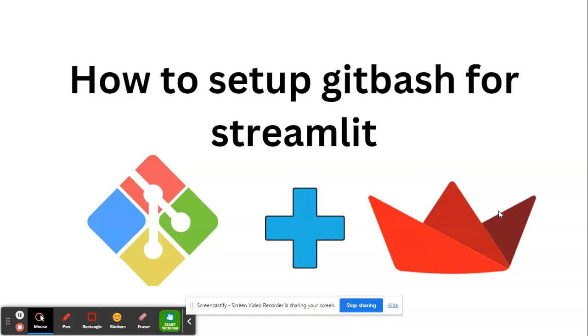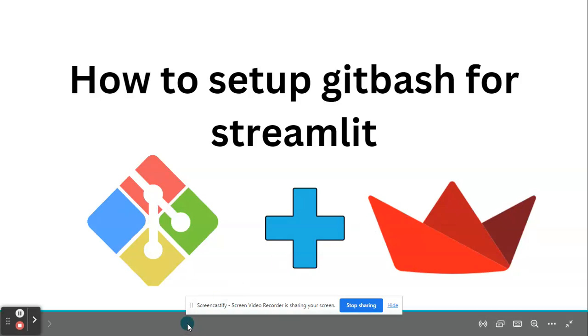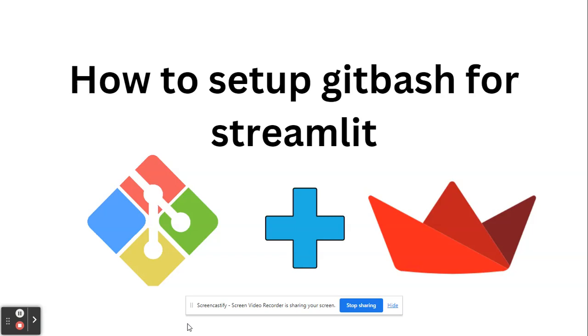So in today's video, I'm gonna be teaching you how to set up Gitbash for Streamlit. Now, in order to run your Streamlit application, you actually need something like a command line interface to launch your Streamlit applications. For this you can use Gitbash, you can use Anaconda prompt, you can even use your inbuilt command line interface. But for me personally, I prefer using Gitbash. So in this video, I'm going to be teaching you how to set up Gitbash so that you can run your Streamlit applications from Gitbash. All right, so let's get started.